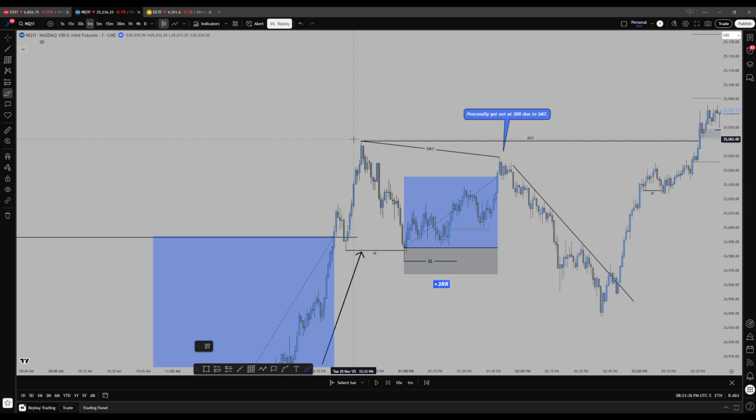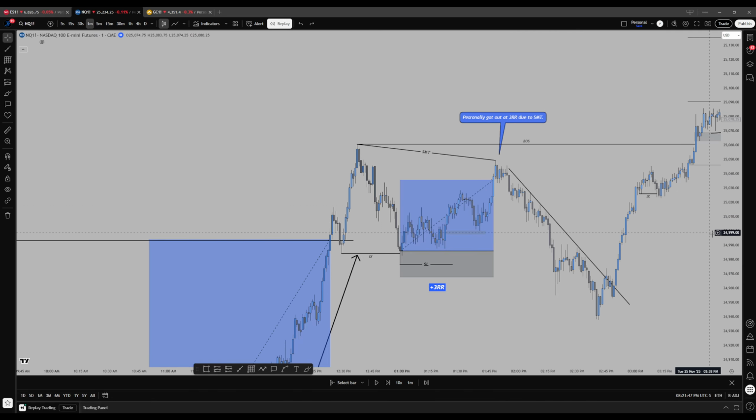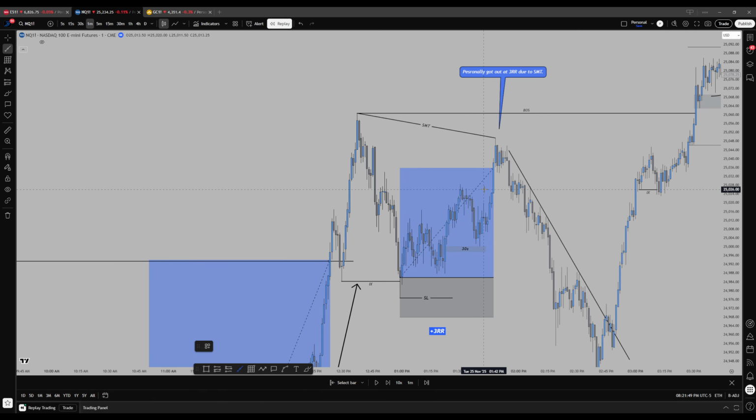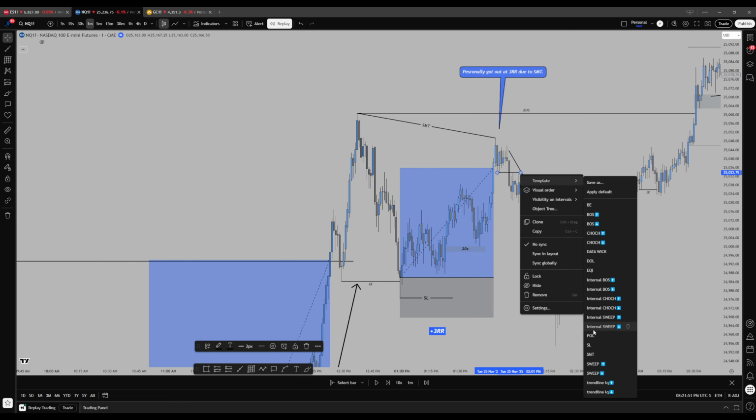Essentially, it means ES took out this high, NQ did not. Two correlated assets, one took out a high, the other one did not, aka you can expect price to reverse on the other asset. So this is why NQ reversed all the way down here, and I got out basically at, I believe, this candle break here. I trailed my stop loss below here.